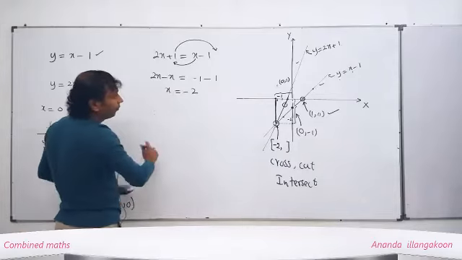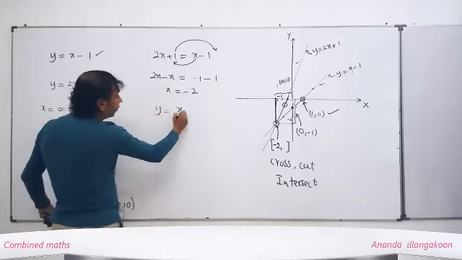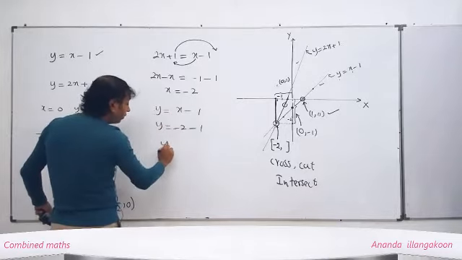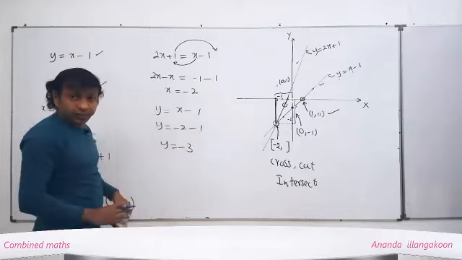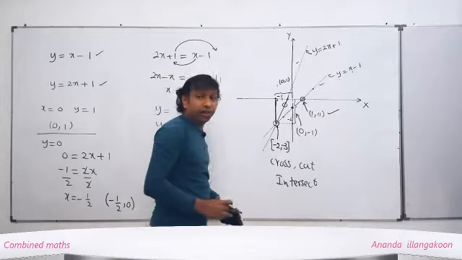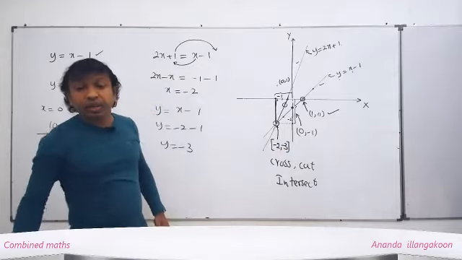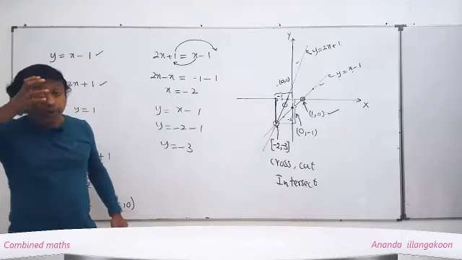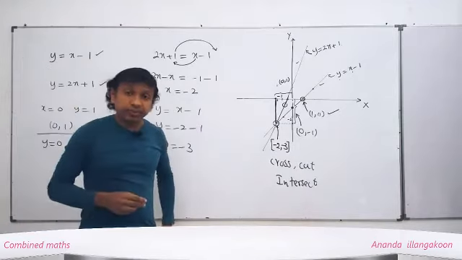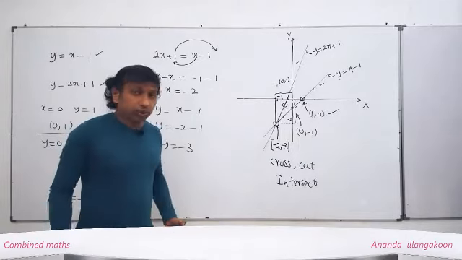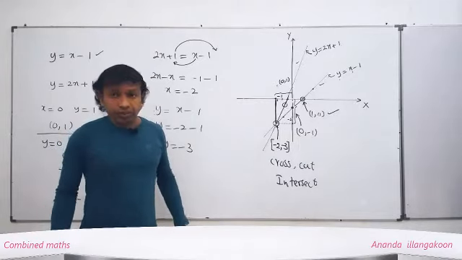Then we get y equals x minus 1. I am going to put that x value here, minus 2 minus 1, y is minus 3. Understand? Then here the y coordinate is, people, minus 3. The y coordinate is minus 3. So that is how, people, we find the x and y coordinates at the point of intersection of two straight lines. Understand? That way you found the coordinates of the point of intersection of two straight lines in your O levels.